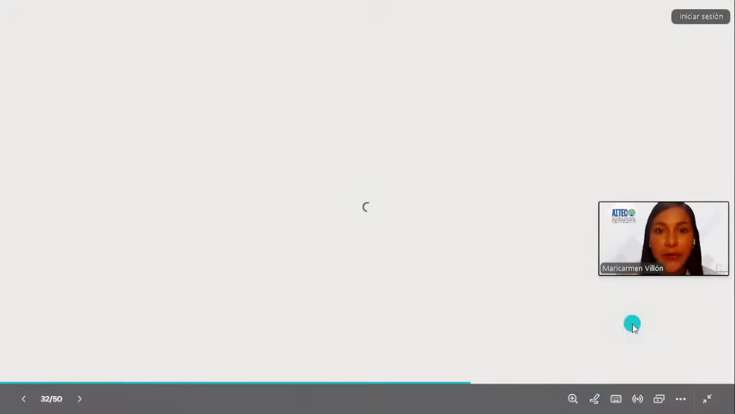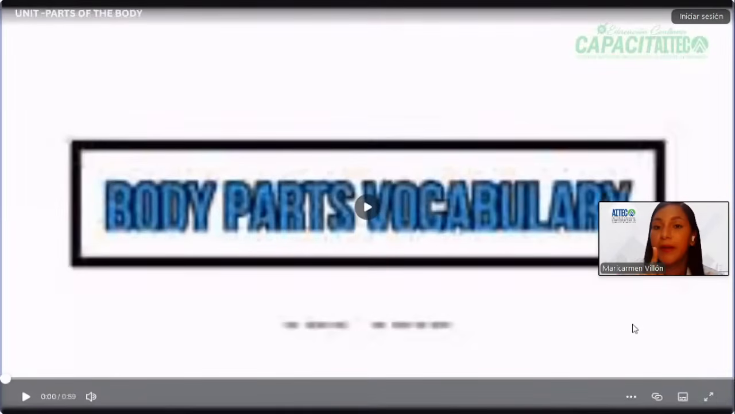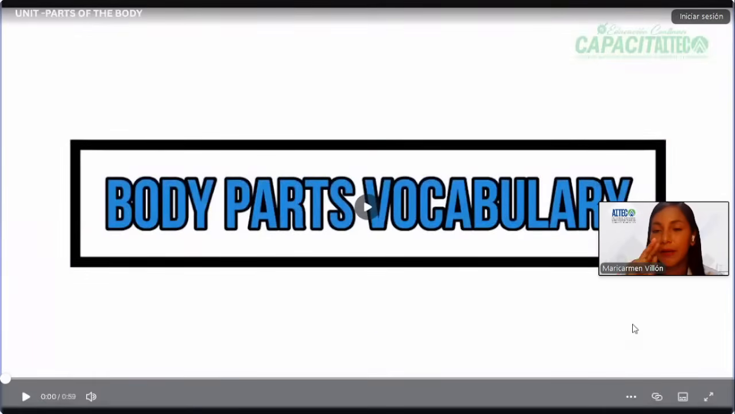Okay, so that was outdoor activities. Let's take a look at what we have next. Remember, the next vocabulary topic was body parts. So let's take a look at this body parts vocabulary.